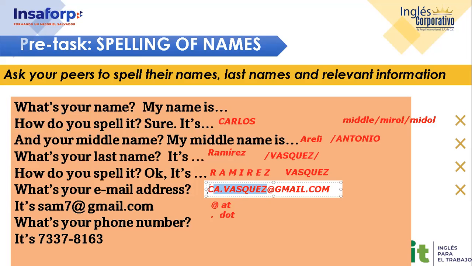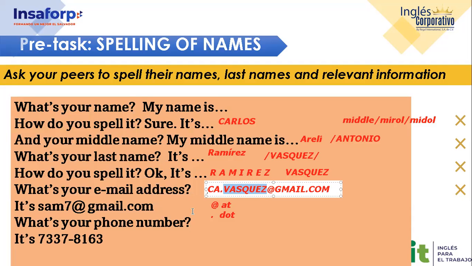C A dot Vasquez. Okay. C A dot Vasquez at gmail.com. O sea, ahí. Nada más. Acá no sería necesario, a menos que nos pidan aclarar Vázquez, que son más claros, ¿verdad? Vázquez, Ramírez, Carlos, Ana.